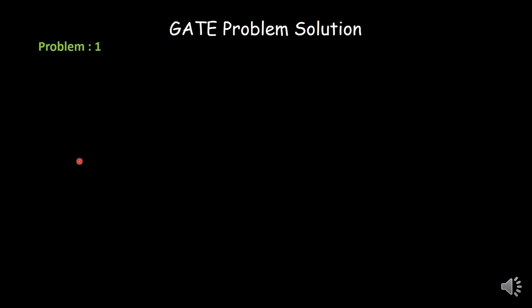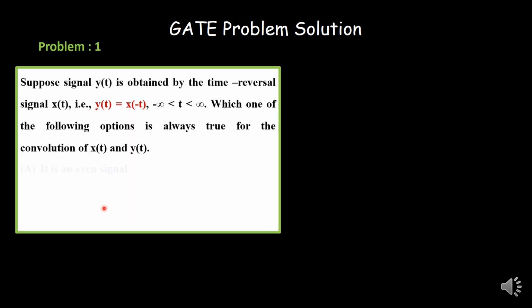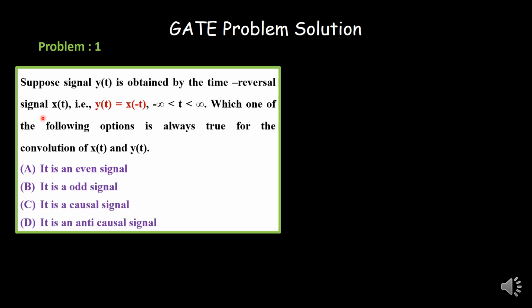This is problem number 1. I have taken this problem from EE paper, GATE 2024 electrical paper. First I will read out the problem. Suppose signal y of t is obtained by the time reversal of signal x of t. So here y of t is given as the time reversal signal, which is represented as x of minus t. Which one of the following options is always true for the convolution of x of t and y of t? Observe clearly which one of the following options.